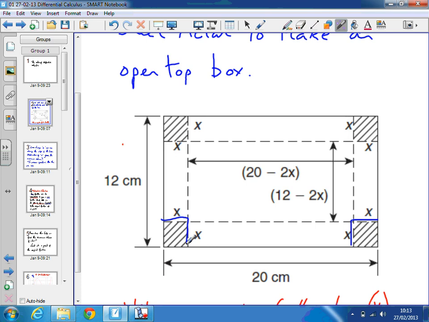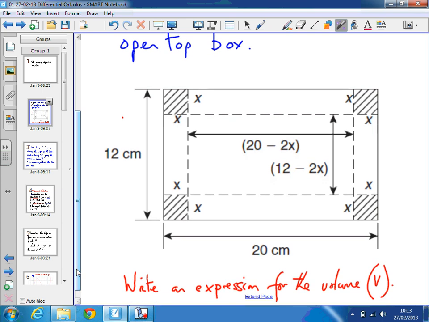You can make the box very wide and shallow when x is small, or you can make the box narrow and quite high by increasing the value of x. So I can change the value of x and make the box tall and narrow, or short, wide and rather flat. We can come up with an expression for the volume of the box.